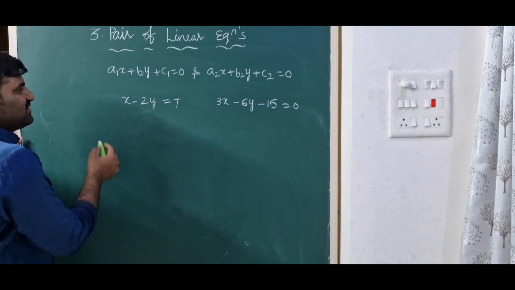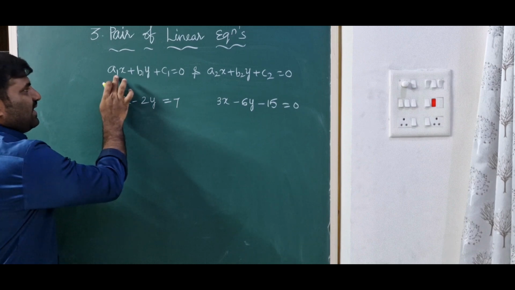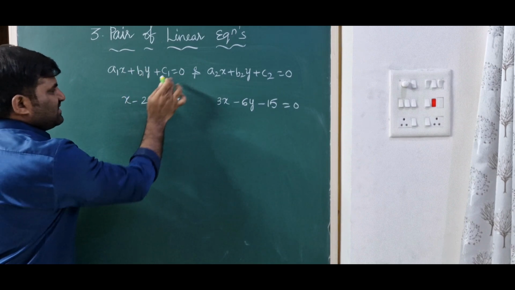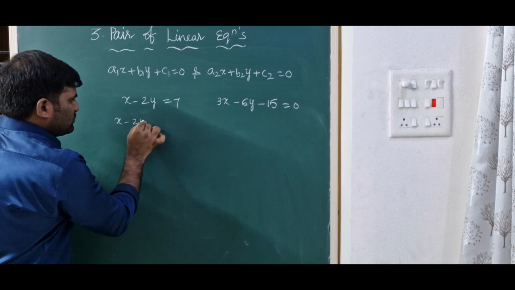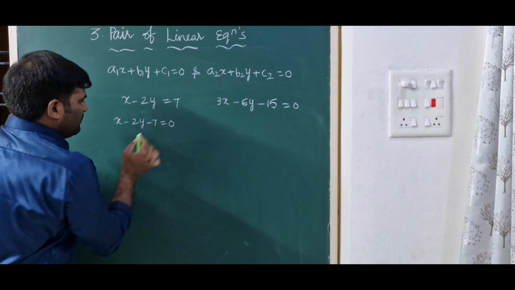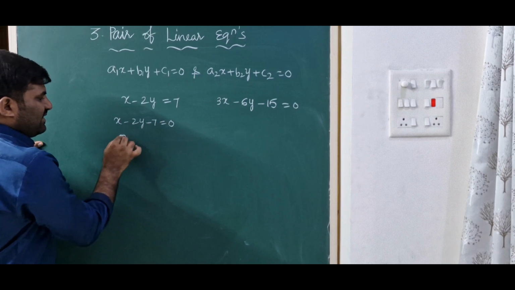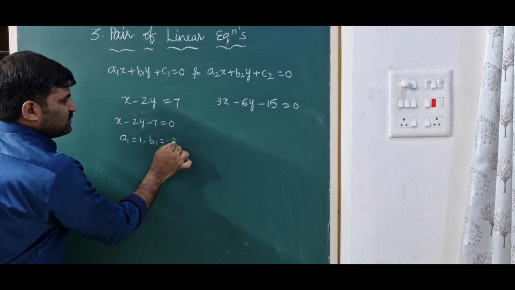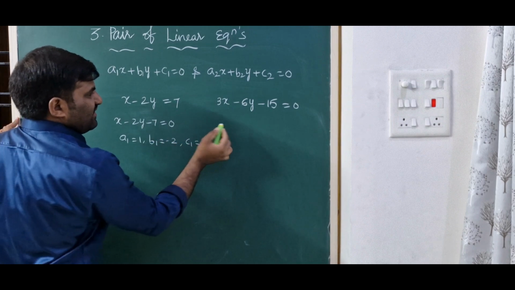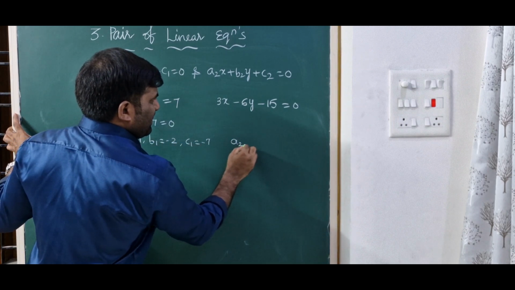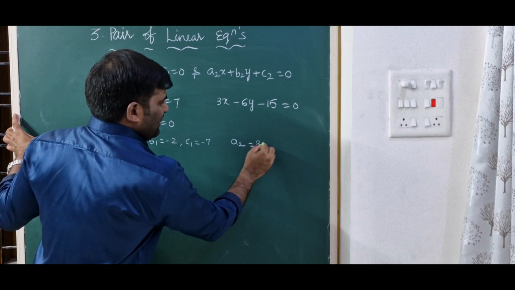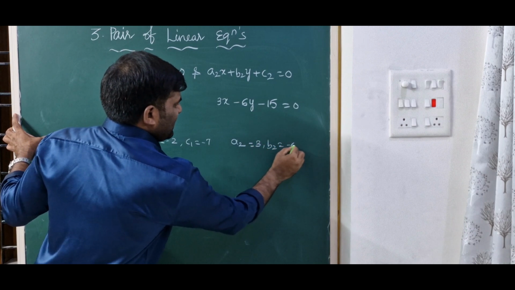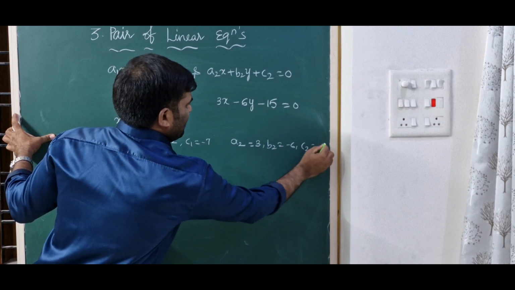First I am writing in the general form. What is the general form? a1x plus b1y plus c1 is equal to 0. So x minus 2y minus 7 is equal to 0. From this you can say a1 is equal to the x coefficient, which is 1, b1 is equal to minus 2, c1 is equal to minus 7. Next, coming to a2, directly I am writing a2 is equal to 3, b2 is equal to minus 6 and c2 is equal to minus 15.